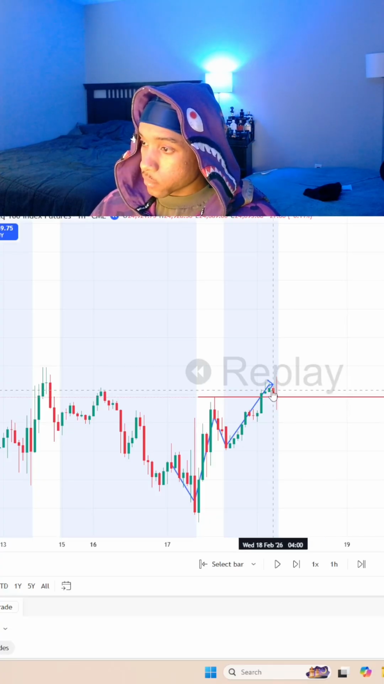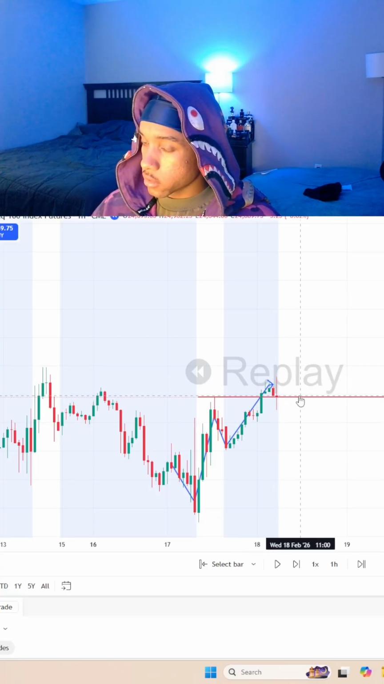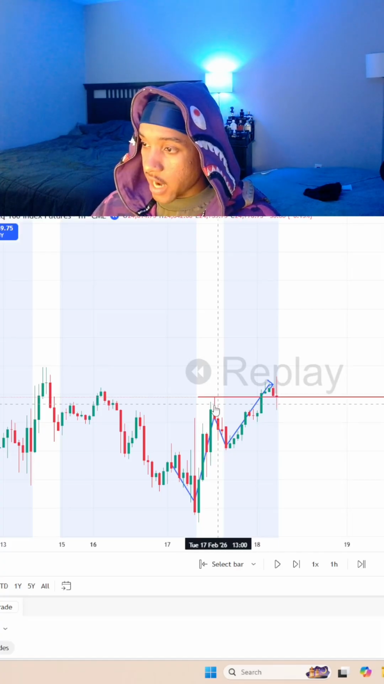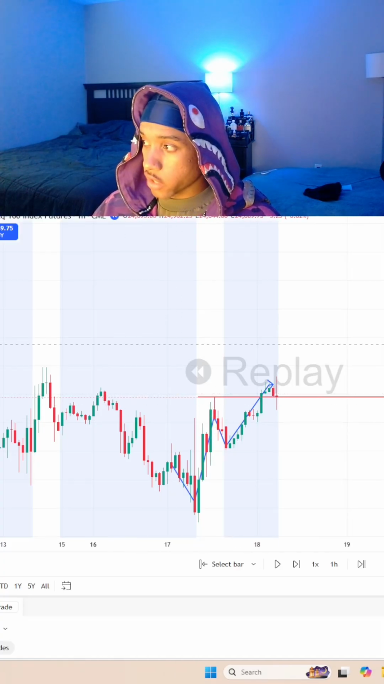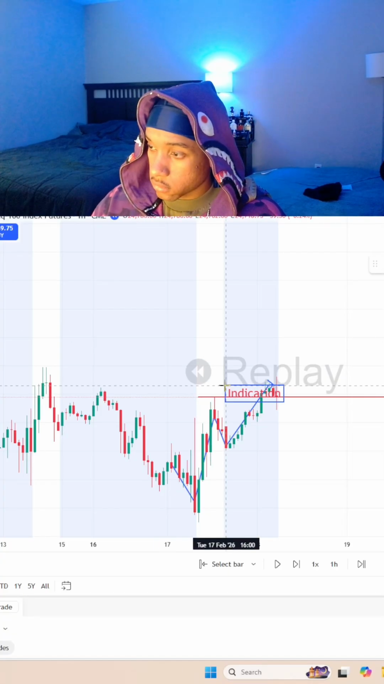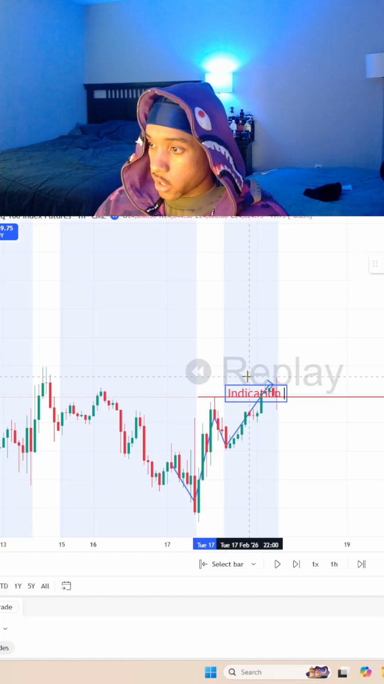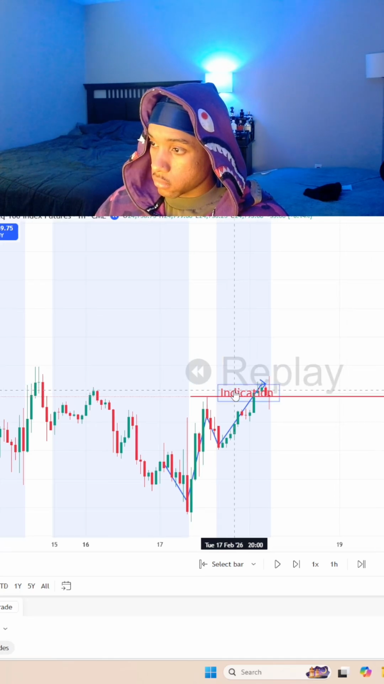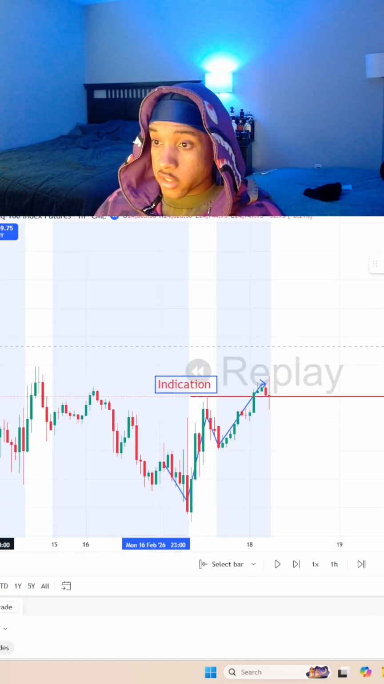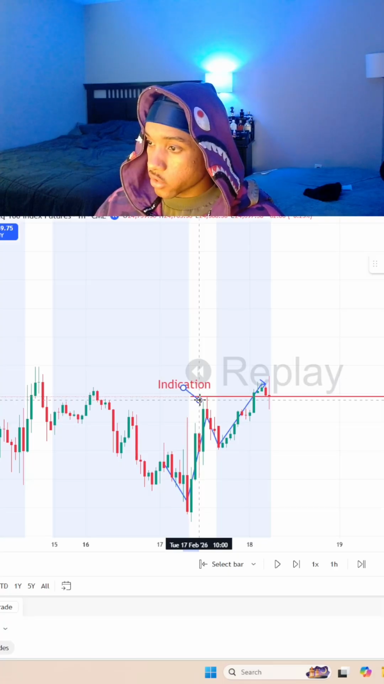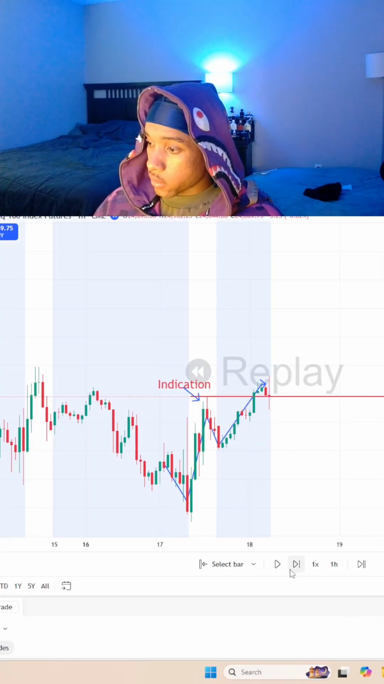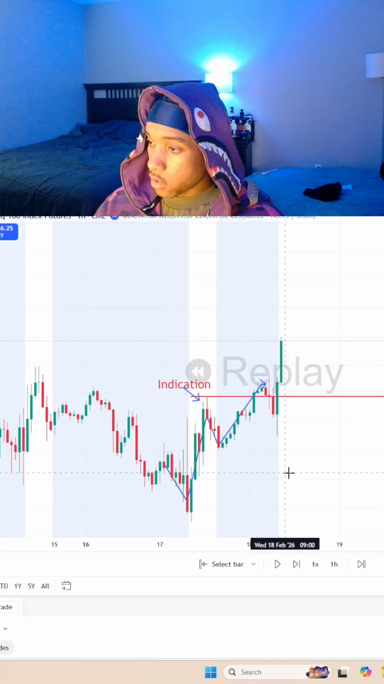So once we come back above here, we buy. Since this high is higher than this high, this is your indication. Right here's your indication. Y'all see how easy this is? Don't make it harder than it needs to be. That's your indication, right? We wait for it to come back down. Boom, it came back down.